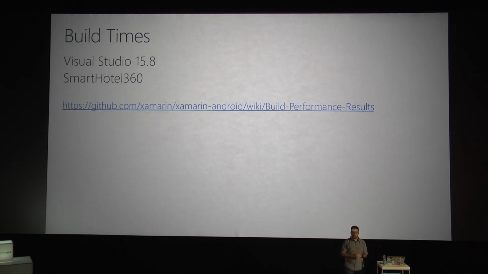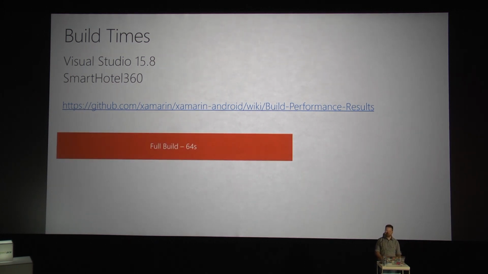15.9 is, I think currently, maybe, I heard a rumor that it's actually making its way around the world right now. So I think it's going stable imminently. But if that's not true, then I didn't say that, and you didn't hear it from me. So we took the Smart Hotel 360 app because it has tons of dependencies. It has close to 100 NuGet packages and all these assemblies. It's a great candidate for testing build performance.